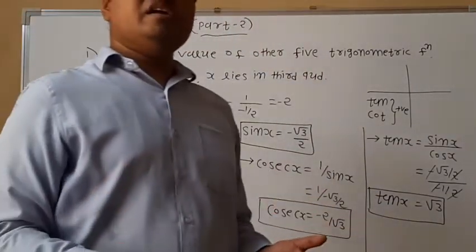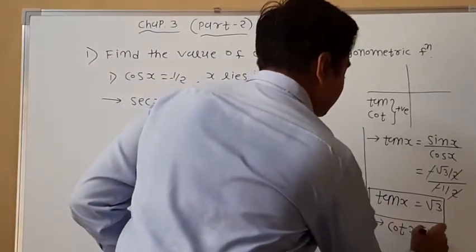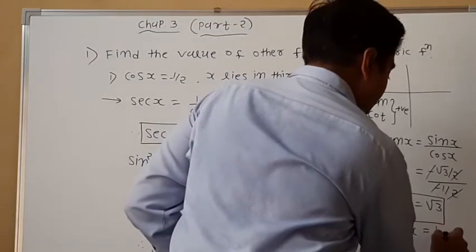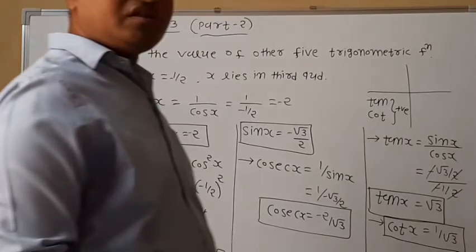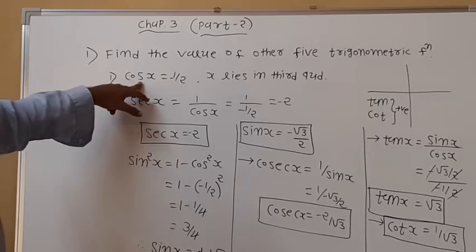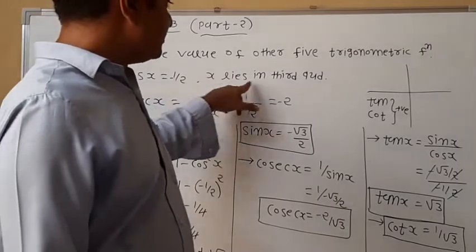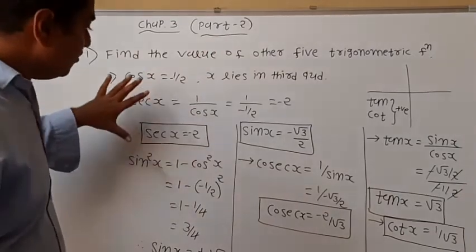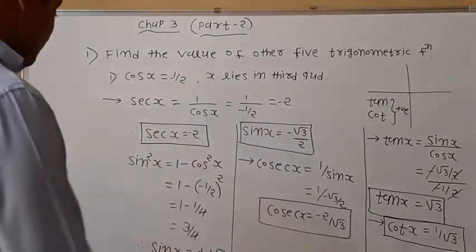Now using tan x, find out the value of cot x. So we know that cot x is equal to 1 upon tan x. This term is written in reverse order, so we get the value of cot x is equal to 1 upon root 3. Okay. So in our question only one value is given, cos x is equal to minus 1 by 2, and the condition is that x lies in the third quadrant. So using this condition, find out the remaining 5 trigonometric values. Okay. Now discuss the next question.